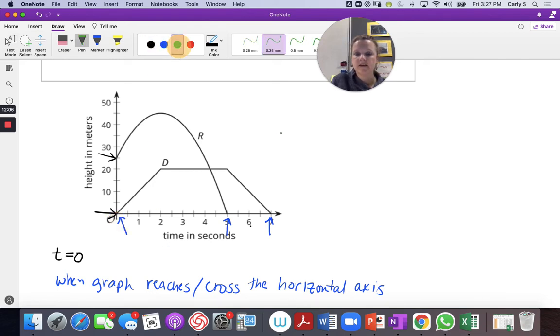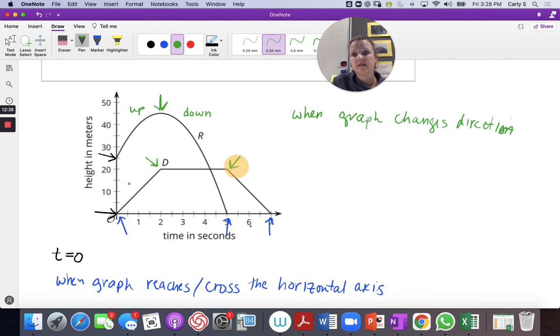Let's change colors again. The points when the graph changes direction, which right here for this one, we went from going up to going down, or right here and right there, we went from going up to staying steady, not moving, no change, to going down, very important.